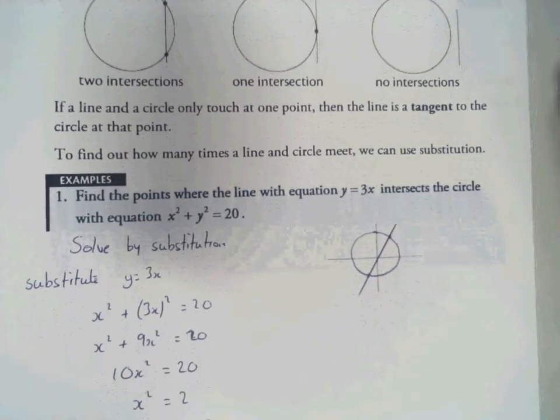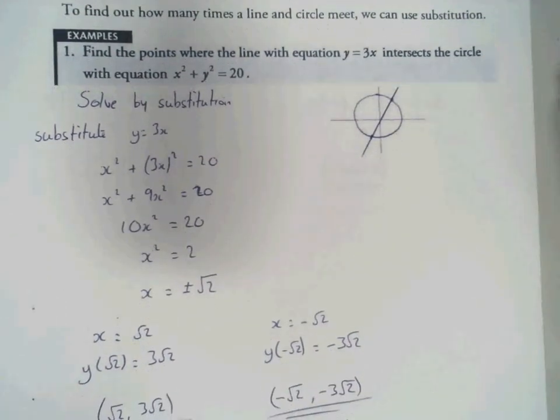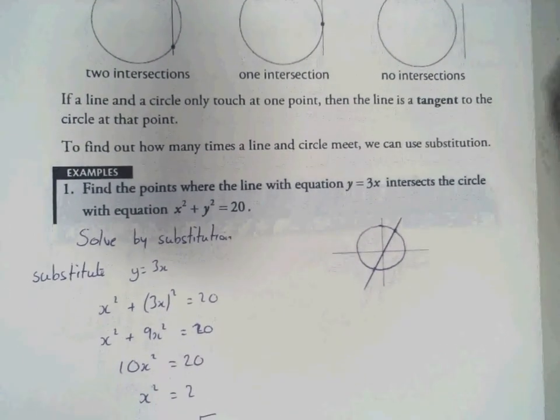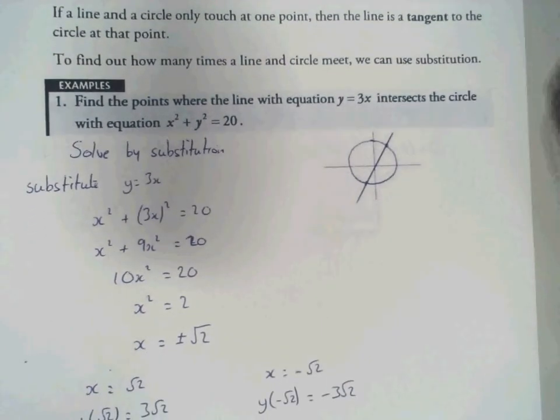So let's have a look at an example. Find the points where this line intersects the circle with the equation x squared plus y squared equals 20. To do this, guys, we would use substitution. I've got an equation involving x and y, and I know y in terms of x. A quick sketch: I know this will be a circle with centre 0, 0 and a radius of the square root of 20. I know from y equals mx plus c that the line will have a gradient of 3 and will also pass through the origin. So I know it's going to cross at 2 places.